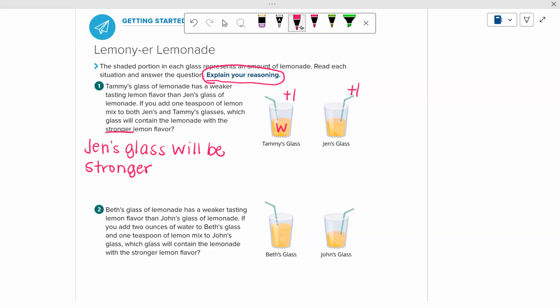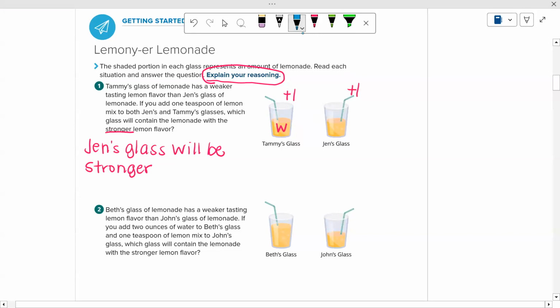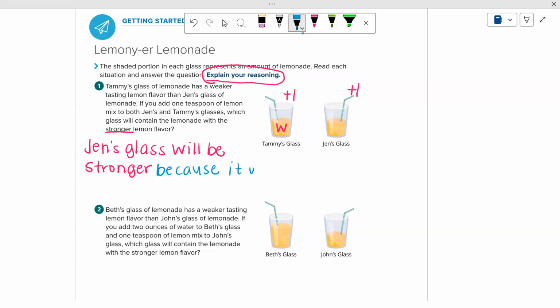All right, and then explaining our reasoning, I'm going to do that in blue. So I'm going to explain in blue. Why will Jen's glass be stronger? Well, it had a stronger taste to begin with because it was stronger to begin with. It was stronger to start. We'll say start. That's easier to write than begin. It was stronger to start, and the same amount.